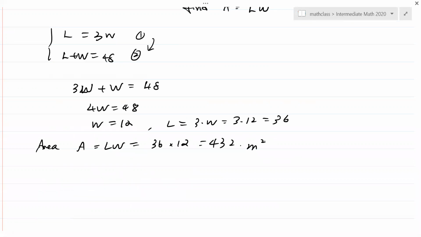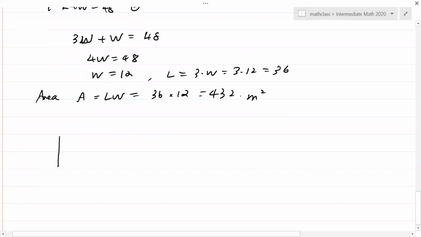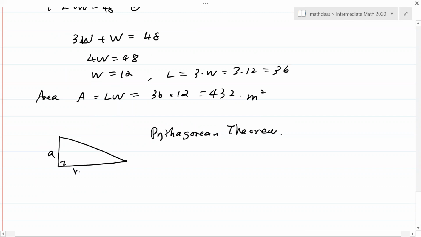Now we are going to talk about special right triangles and the Pythagorean theorem. We know the Pythagorean theorem, which says that c squared equals a squared plus b squared if it's a right triangle. Sounds simple, right?